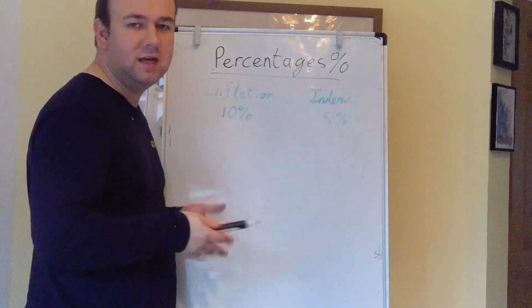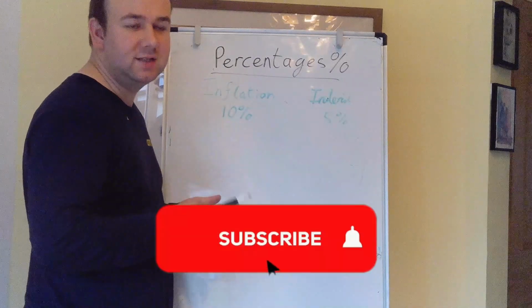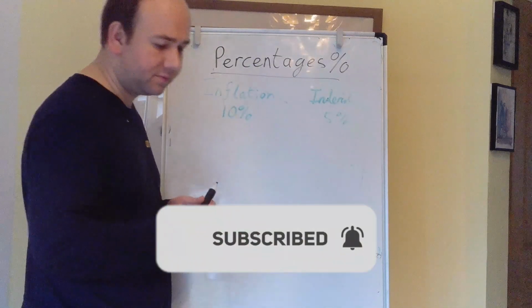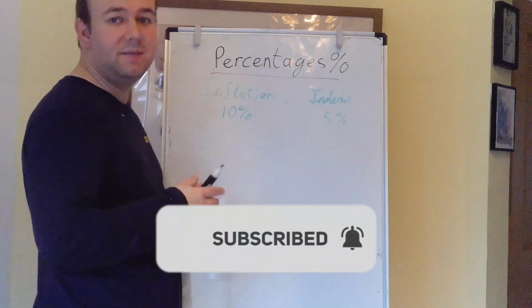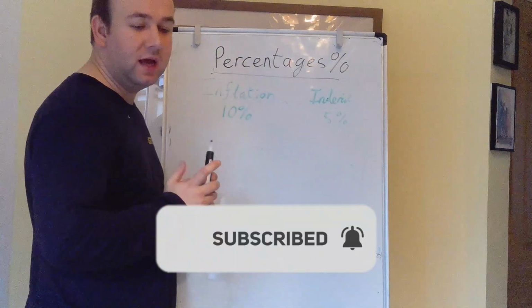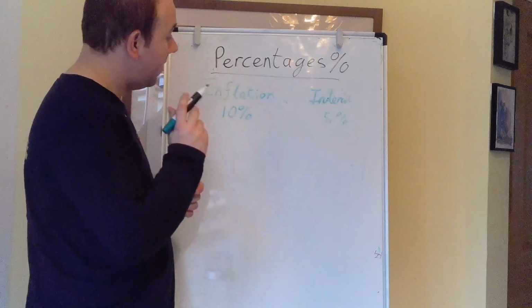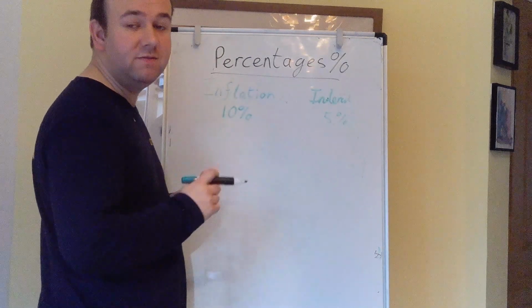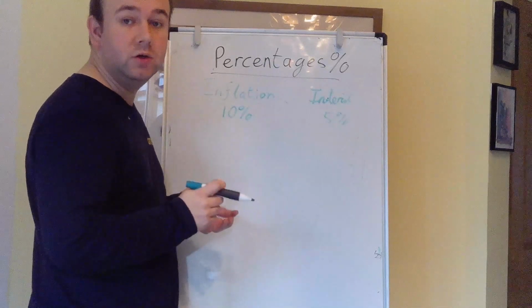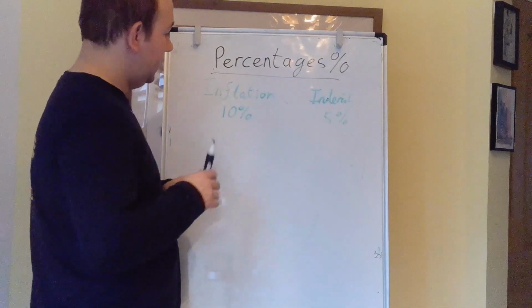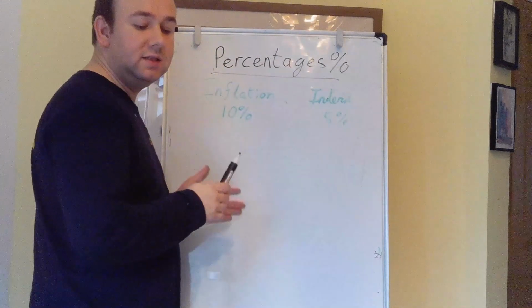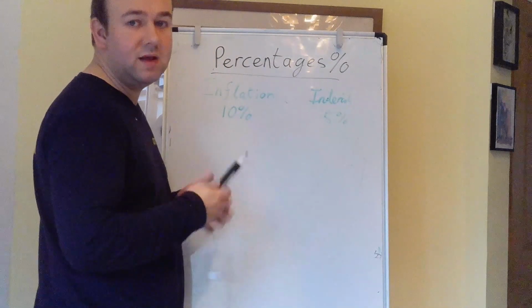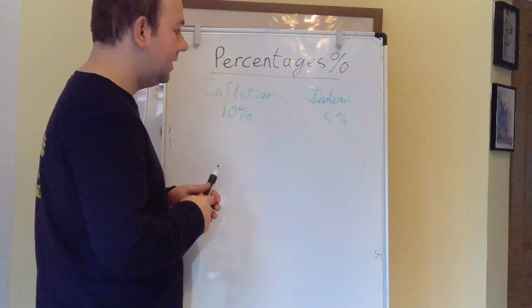Today we're going to be looking at what's known as compound interest or compound inflation. These are topics that actually come up in the GCSE syllabus, but they're also very relevant to real-world scenarios. Currently in the UK, inflation is about 10%, which means that compared to last year, the price of many goods has gone up by 10%.